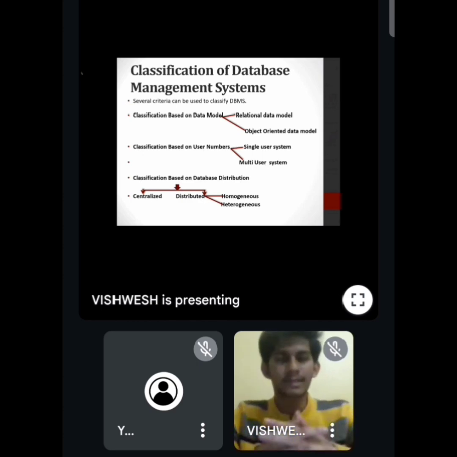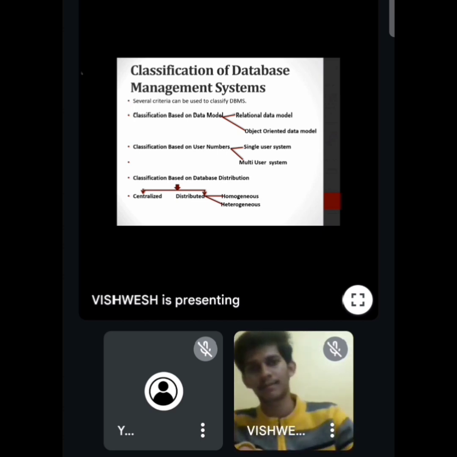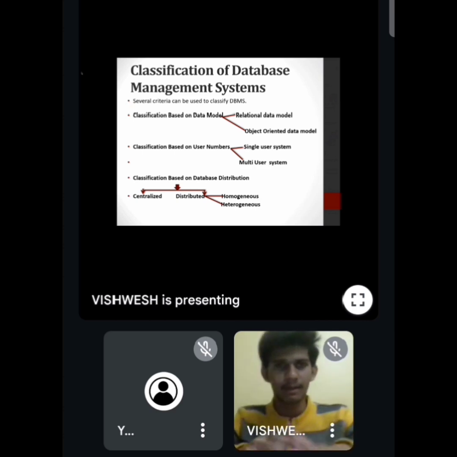Now our next topic is classification of database management systems. There are several criteria which can be used to classify DBMS. If the classification is based on data model, it is divided into two types: relational data model and object oriented data model. If the classification is based on number of users, meaning how many users are simultaneously using the system, there are two types: single user system and multi-user system. And if the classification is based on database distribution, it's again divided into two: centralized and distributed. But distributed is also divided into two, which is homogeneous and heterogeneous.